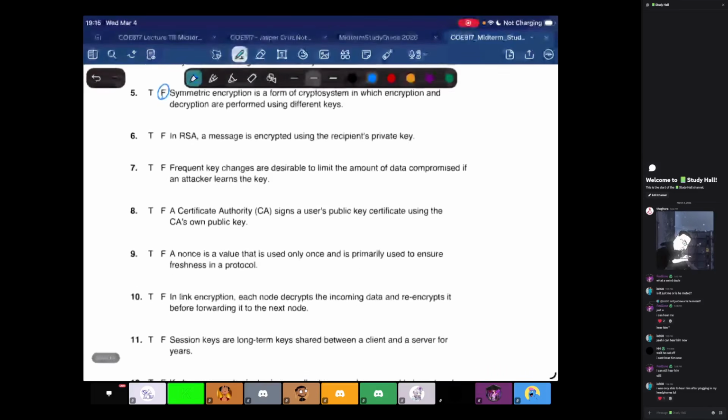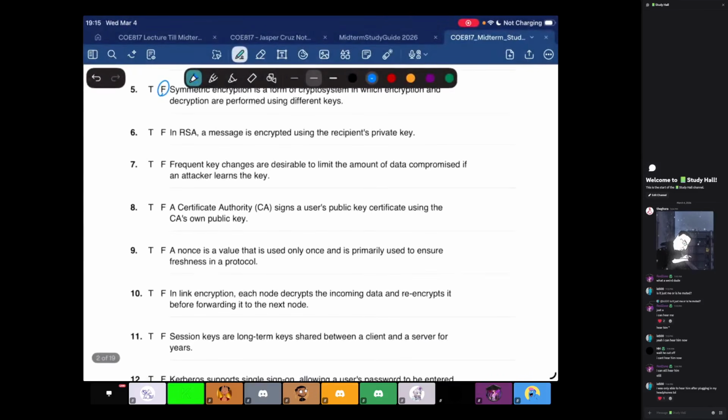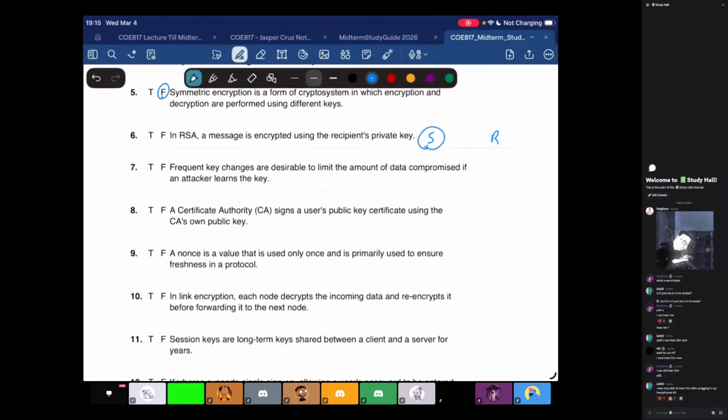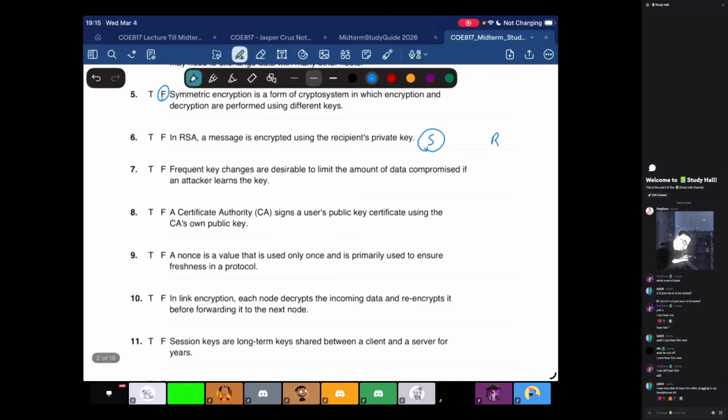In RSA, a message is encrypted using the recipient's private key. So you have the sender, you have the recipient R. You have your own private key, and you only have R's public key. You don't have the private key. The private key resides within R itself. You don't have access to it. Therefore, the recipient's private key would be incorrect, making the statement false.